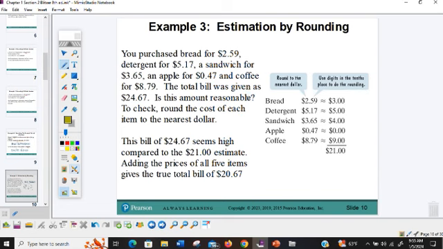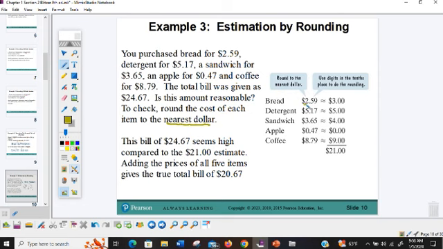Let's try one more problem. This one's a word problem. We're going to estimate by rounding. So you purchase bread for $2.59, detergent for $5.17, a sandwich for $3.65, an apple for 47 cents, a coffee for $8.79, and the total bill you were given was $24.67. So you go to the grocery store, and sometimes you look at that and think, that seems to be a little too much. It always helps if you estimate while you're buying. So we're going to keep this quick and easy.